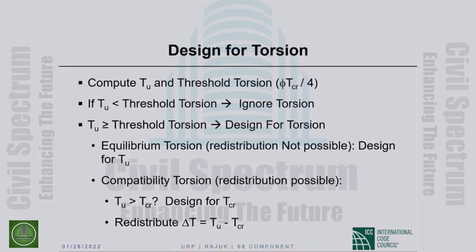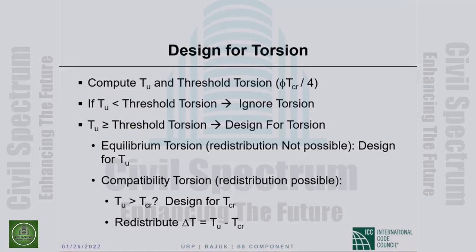Okay. Now, when we decide not to design for the entire T sub u, we cannot go below the cracking torque. We have to design at least for the cracking torque, T sub CR. And the remainder, the difference between the required torsional strength and the T sub CR, the cracking torque, can be distributed away.